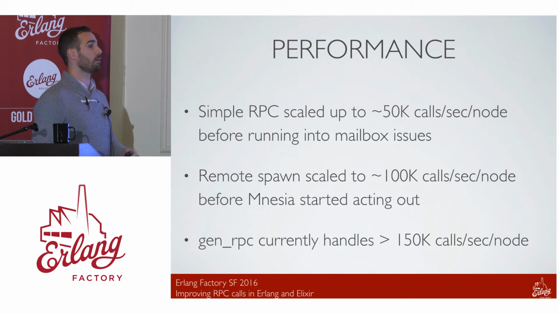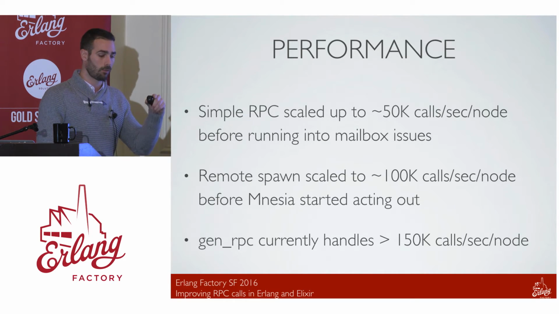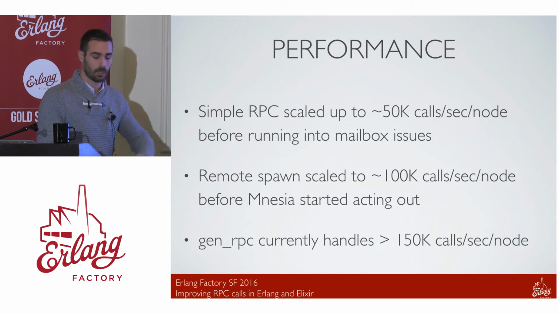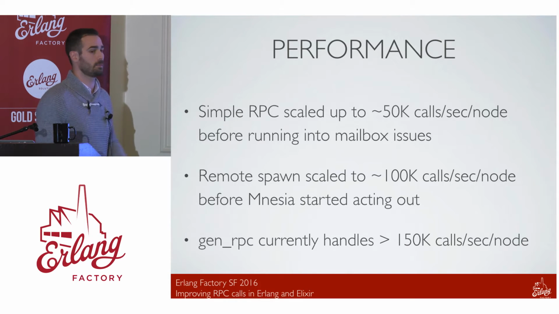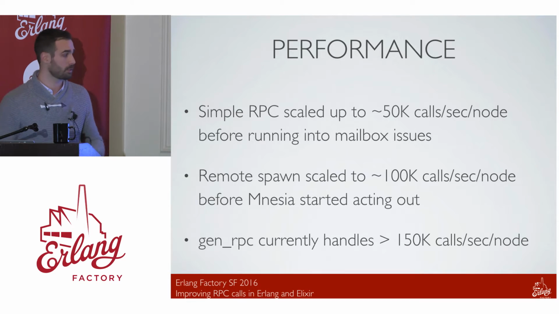Performance-wise, our initial simple RPC implementation could handle about 50,000 calls per second per node until the mailboxes were saturated. It's not a problem of the performance of the rex server. It's a problem of the performance because of the huge payloads that we were sending. Even though there were binaries, the whole thing was much more heavy to the VM. Remote spawn increased the performance before Mnesia started freaking out and just crashing and destroying our clusters.